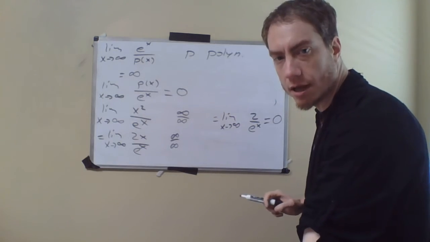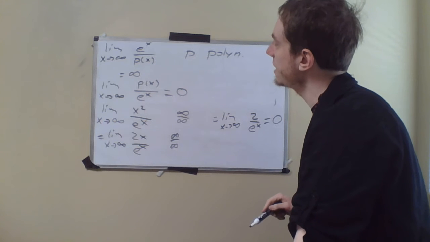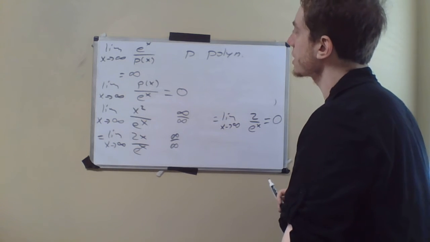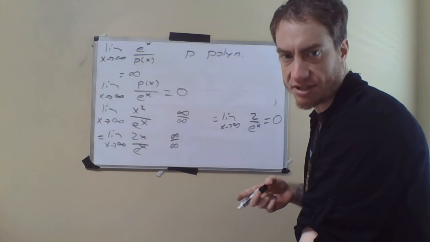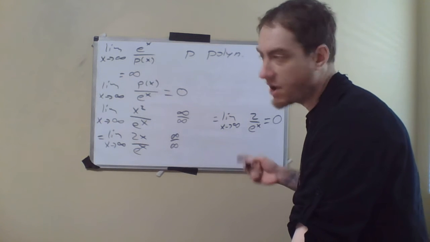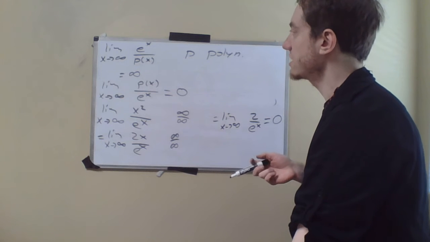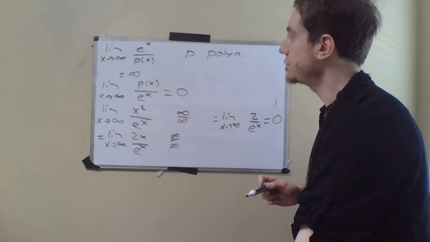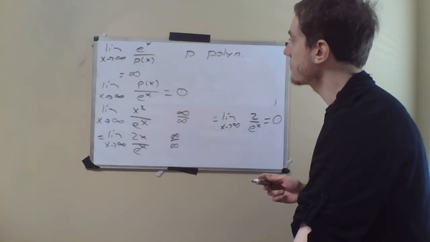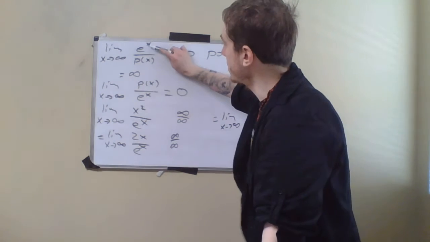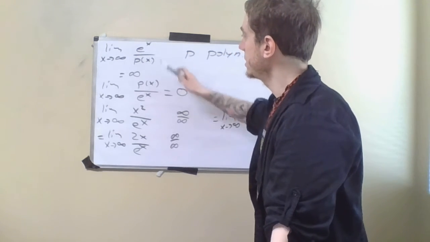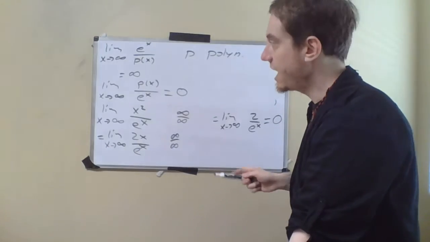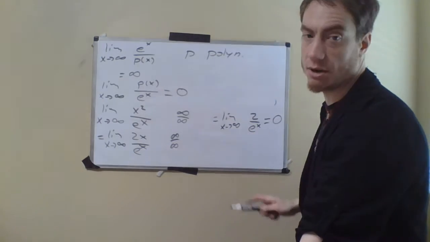Why is this? Well, the reason is because when we apply L'Hopital's rule, we're going to decrease the degree of the polynomial at each step. And after a finite number of steps, it's going to come down to a constant. But the e to the x is going to remain unchanged. So therefore, eventually, we're going to have e to the x over a constant in the first case, or a constant over e to the x. And so we get infinity or 0.